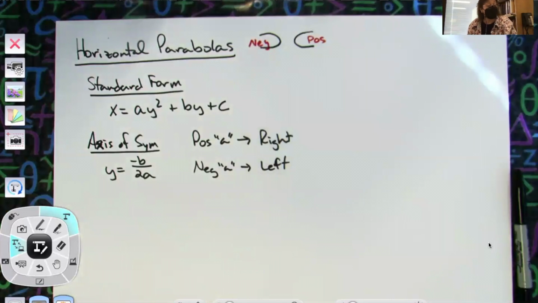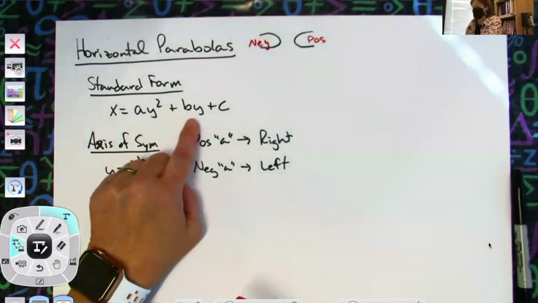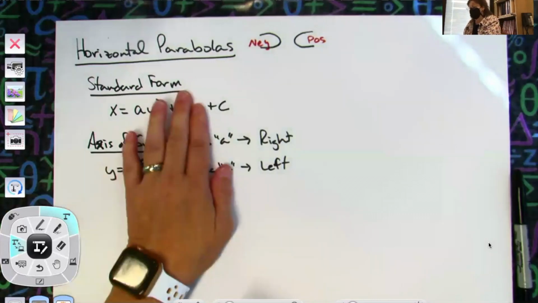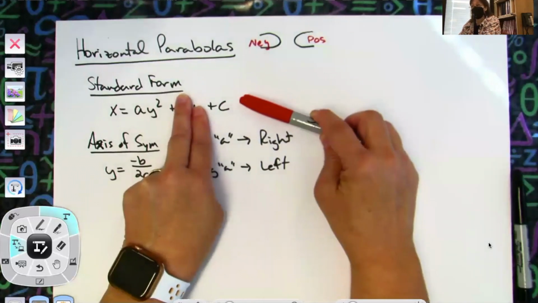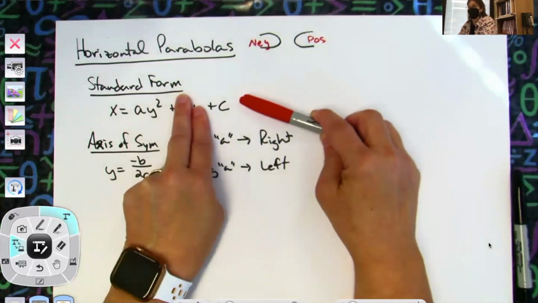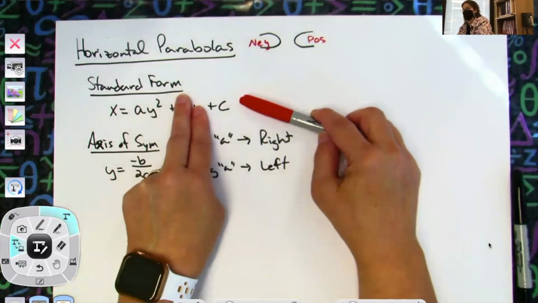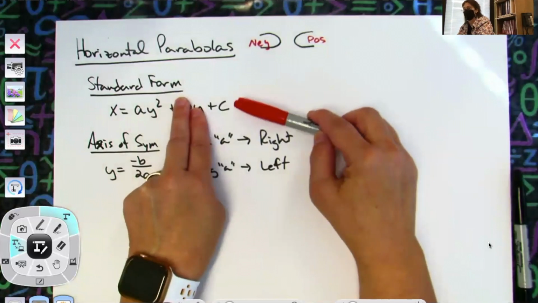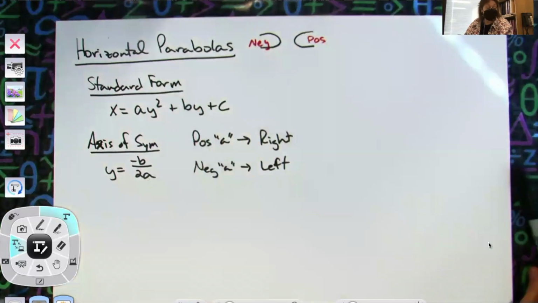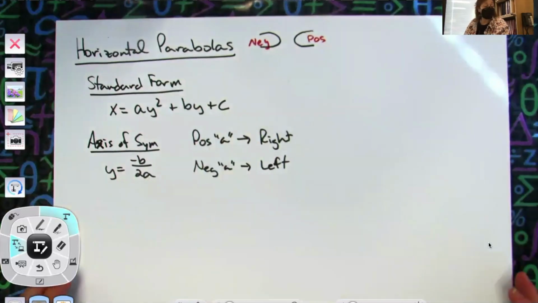All right, and then if there's no Y term, the C is going to shift that vertex right or left. Because when it's the other vertical parabola and I don't have this term, it shifts up or down, right? So this is going to shift left or right. Okay, let's sketch one here.